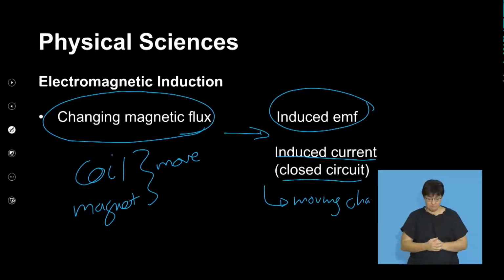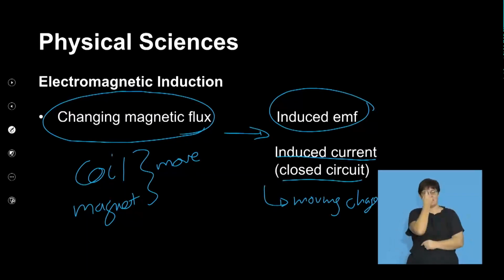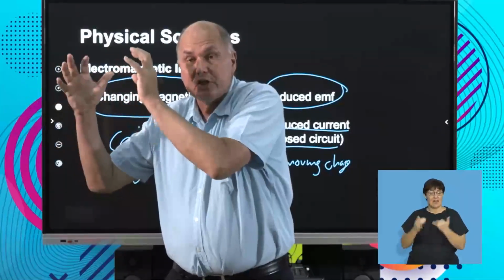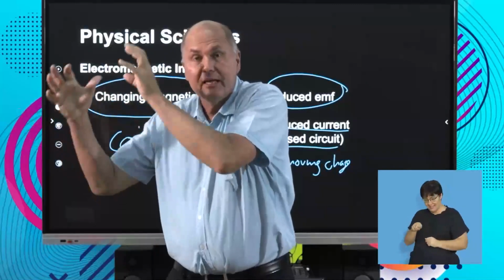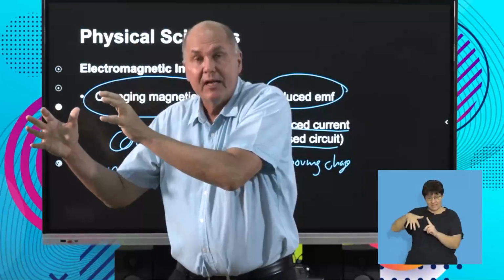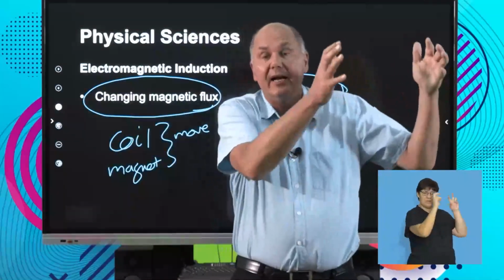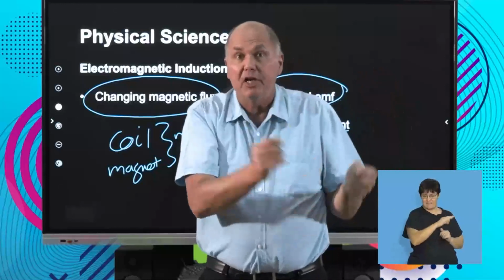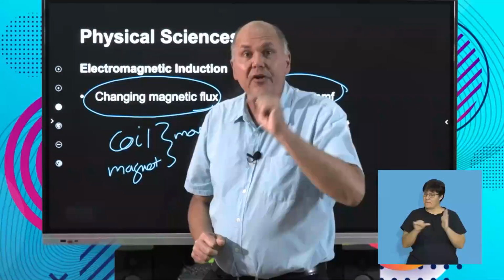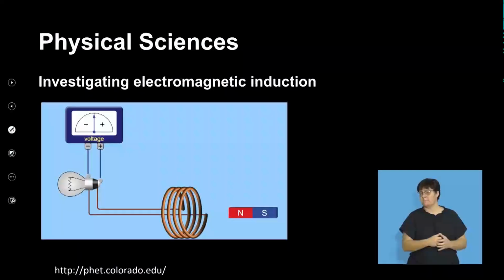So this is converse thinking. Initially, we said moving charges produce a magnetic field. Now we're saying, let's change the magnetic flux, move the magnets or move the coil around the magnetic field. And what do we get? We get an induced EMF, a moving charge, if it's a closed circuit. And that's really important for us. So let's go and explore this. Now, we can't do it in detail, but we have a simulation. So let's go and have a look at the simulation.